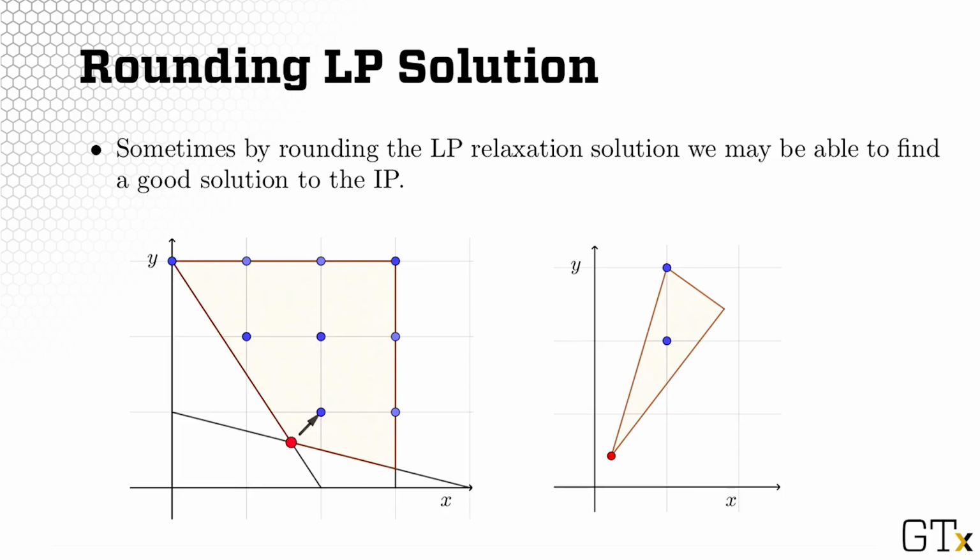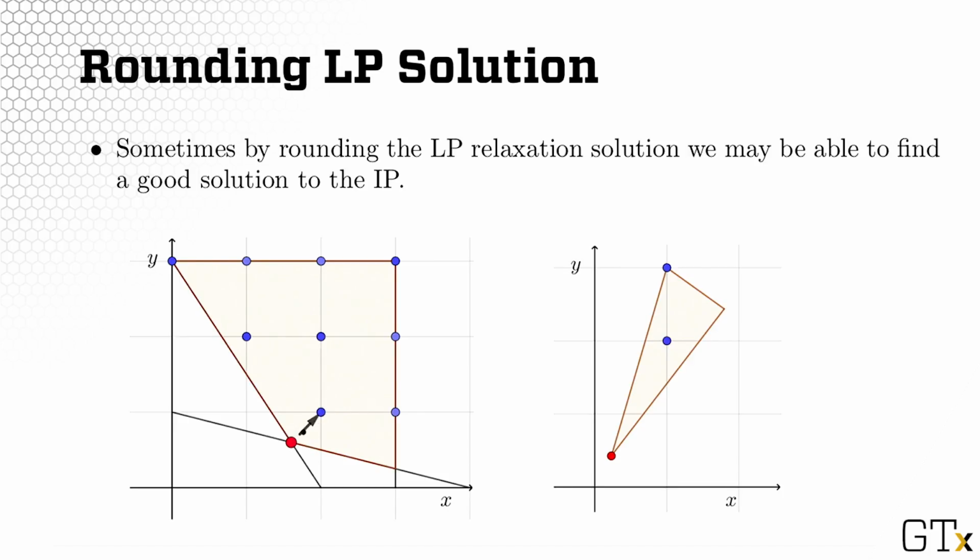Sometimes it is also possible that the LP relaxation solution can be rounded to get a good feasible solution to the integer program. Here we have one example where this is the LP relaxation solution, and if you round it to the nearest integer, it could be this one, that one, or that one. In this case, the nearest integer turns out to be this one. This nearest integer solution turns out to be feasible. And in fact, for this example, you can check that this is actually the optimal solution of this integer program.